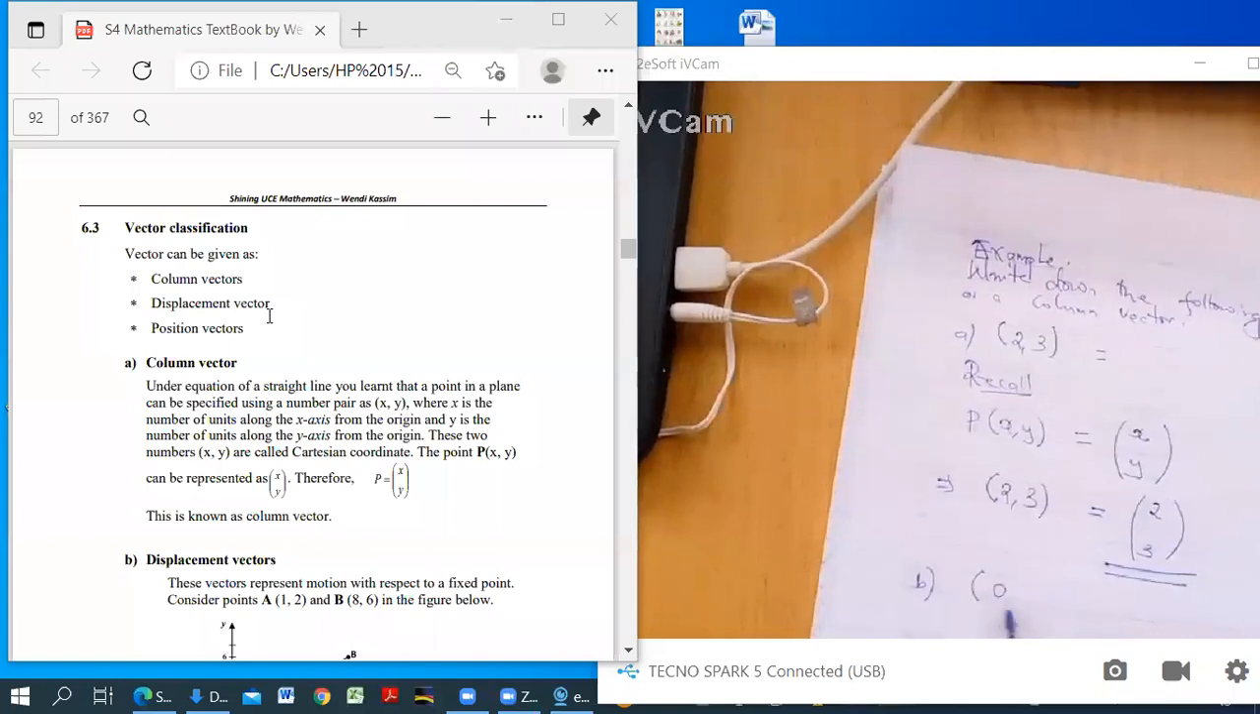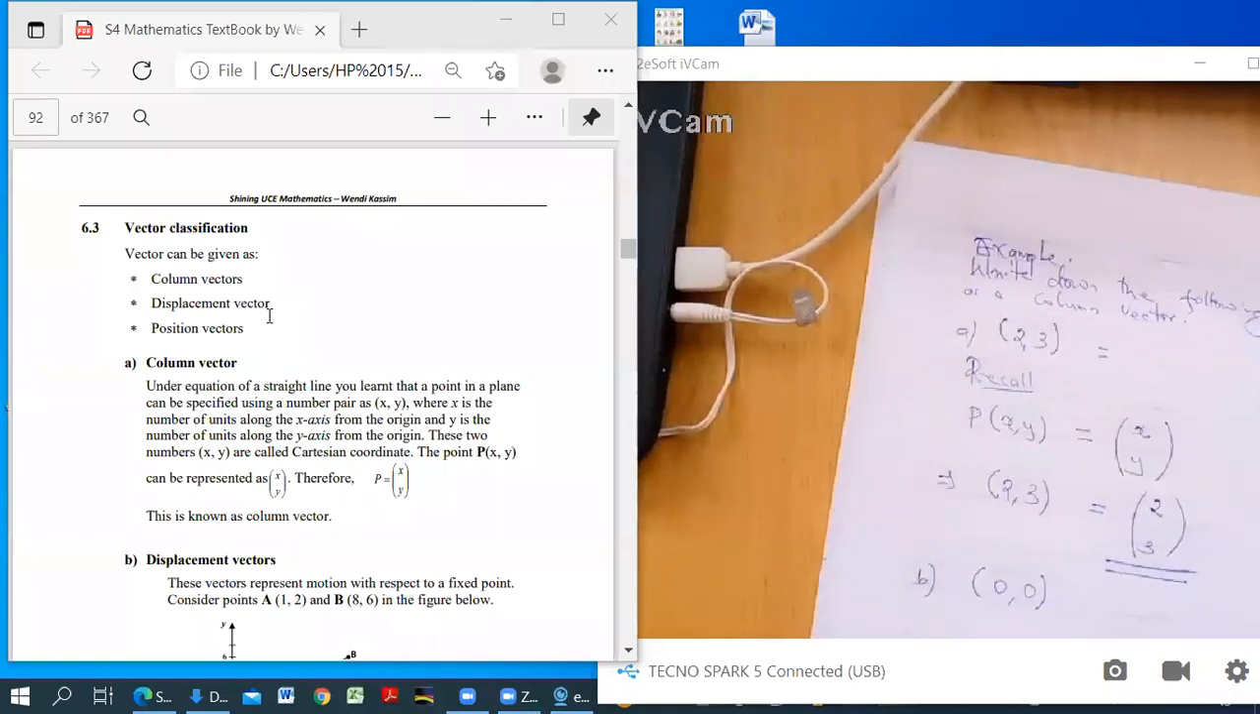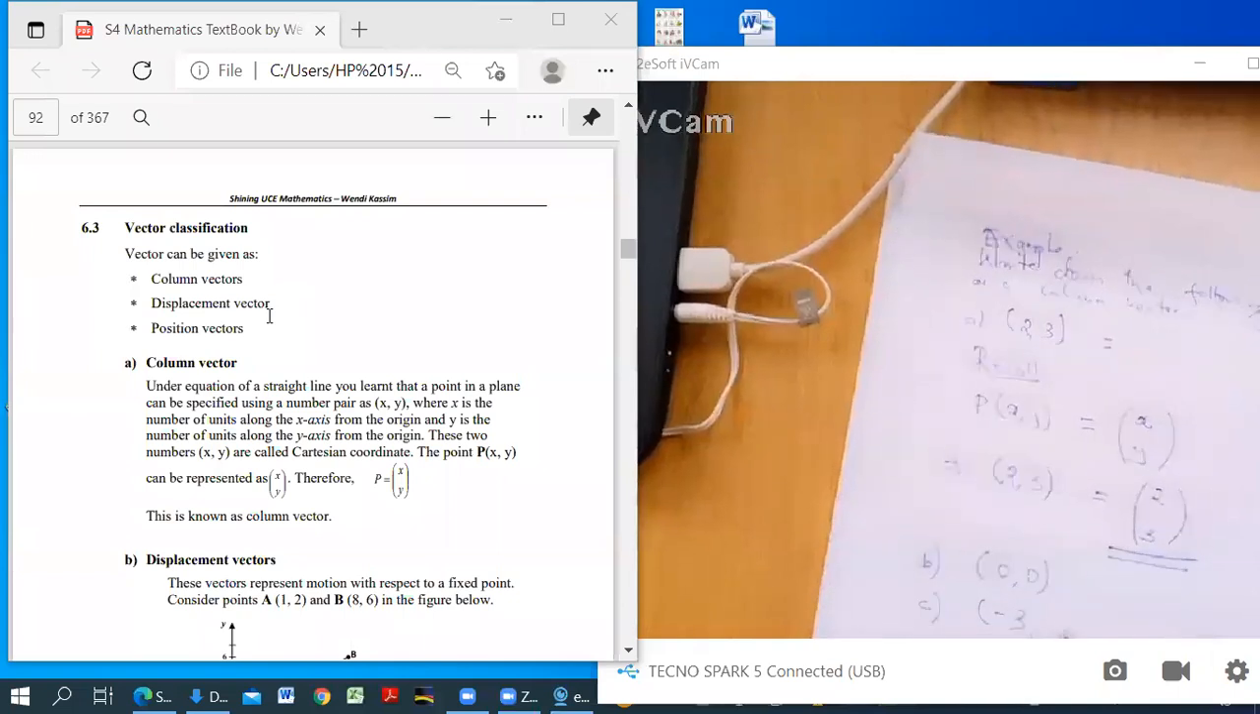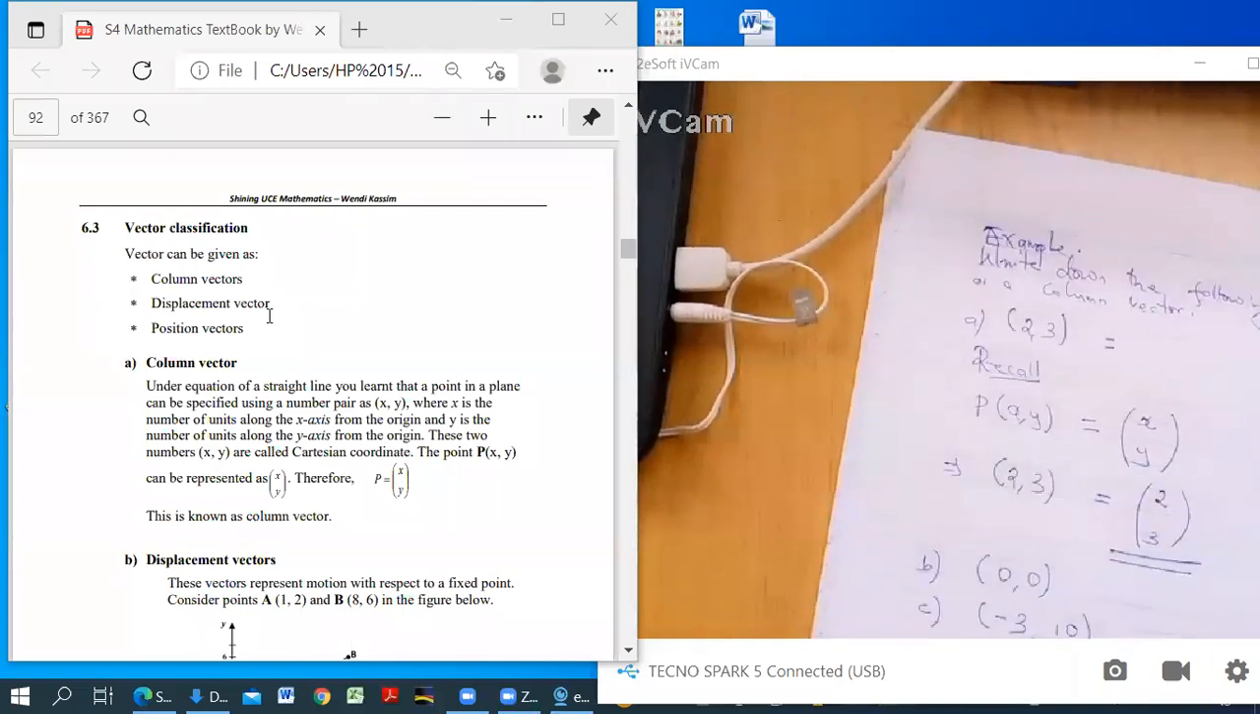Write for me this one, (0, 0), in column vector form. And this one, (-3, 10). Write for me in column vector form.